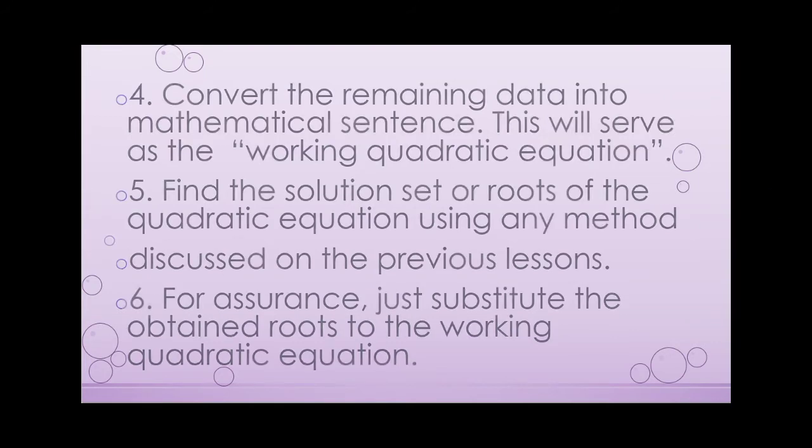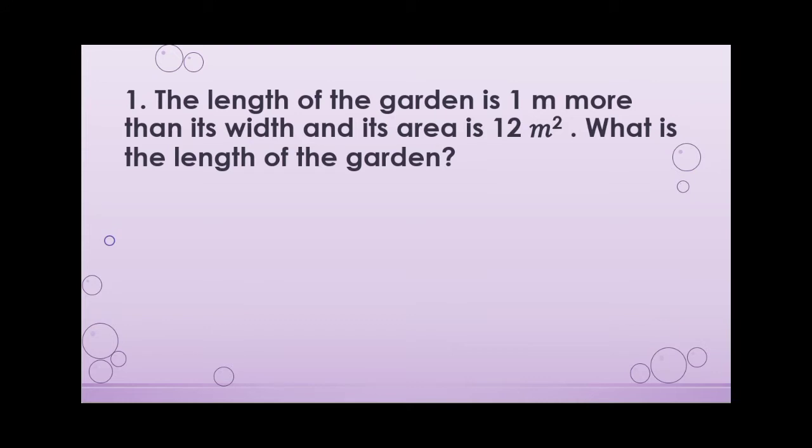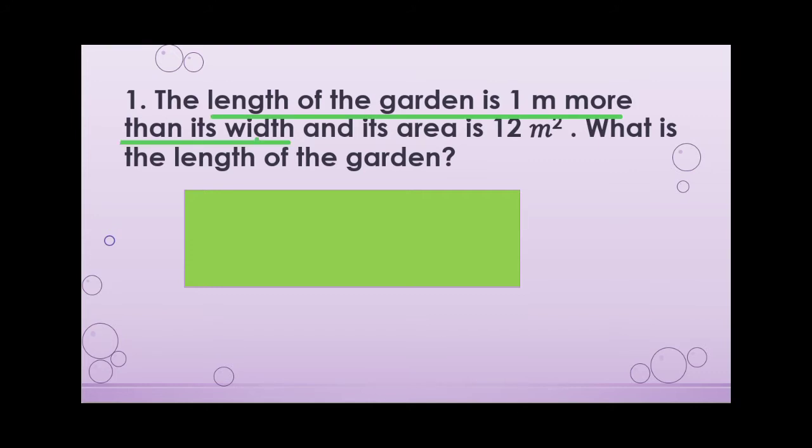Okay, now let us have our first example. First problem, the length of the garden is 1 meter more than its width, and its area is 12 square meters. Now, what is the length of the garden? So, let us represent the garden by a rectangle. And according to the problem, the length of this garden is 1 meter more than its width. And its area is 12 square meters.